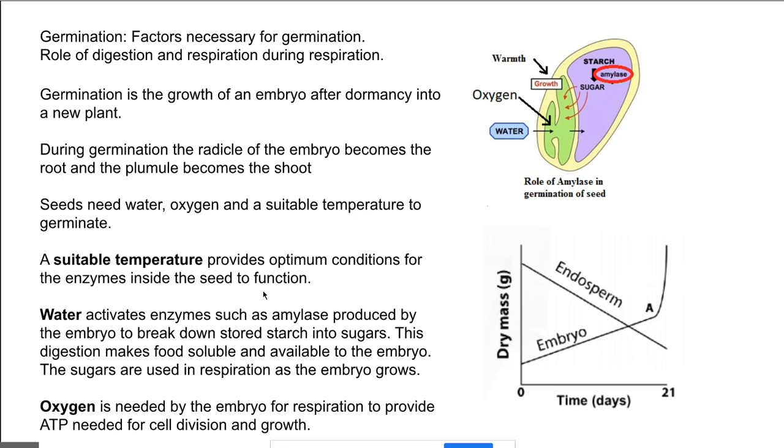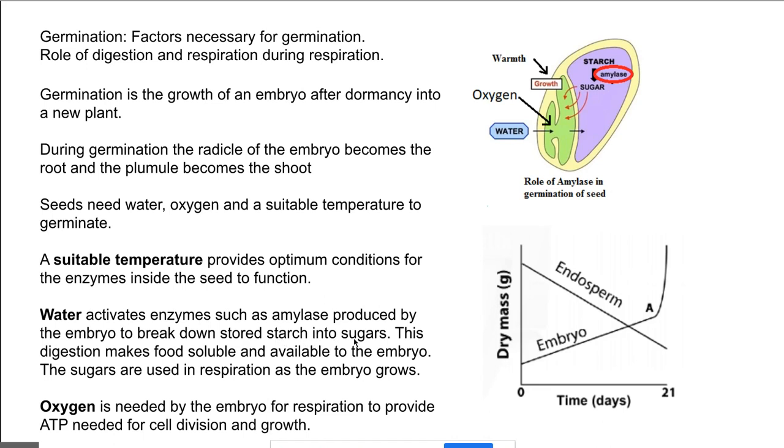So the suitable temperature provides the optimum conditions for the enzymes inside the seed to function. You might remember that enzymes are affected by temperature. Enzymes slow down at low temperatures. Okay, so we need to have a suitable temperature for these enzymes to begin to function, the enzymes like amylase that are needed to break down the starch. Water is needed to activate these enzymes. Okay, so water needs to soak into the seeds to activate the enzymes. The enzymes then begin to break down the starch into sugars, and the enzymes involved in respiration become active.